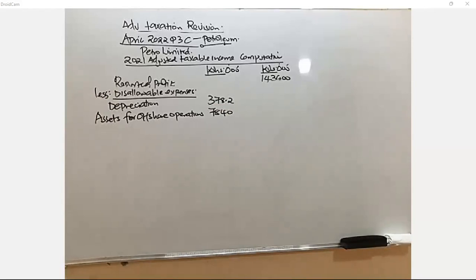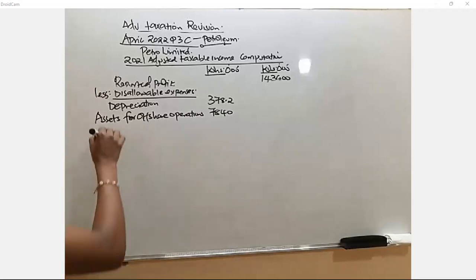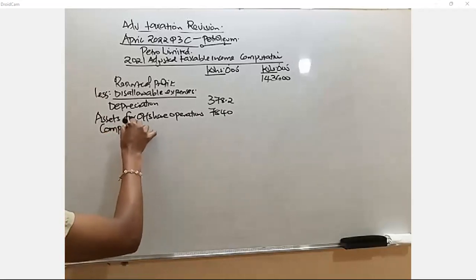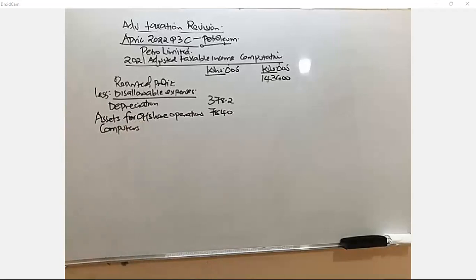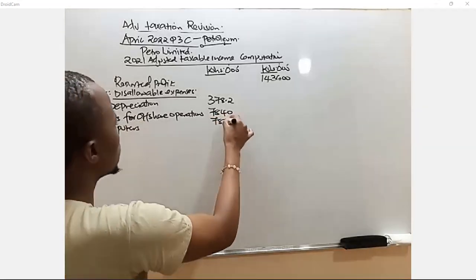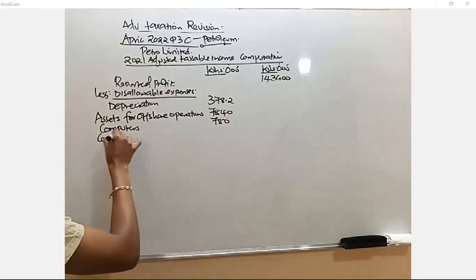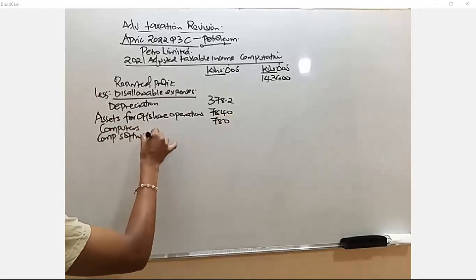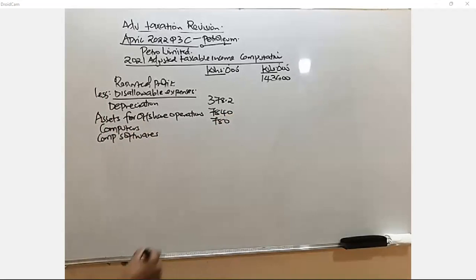So how much is that? The computer and computer software, what are we supposed to be doing with them? Let me see. Do we have any purchase? Okay. So we have computers. The purchase of these computers gives us 780. We have computer software. How much is our computer software? Given 360.